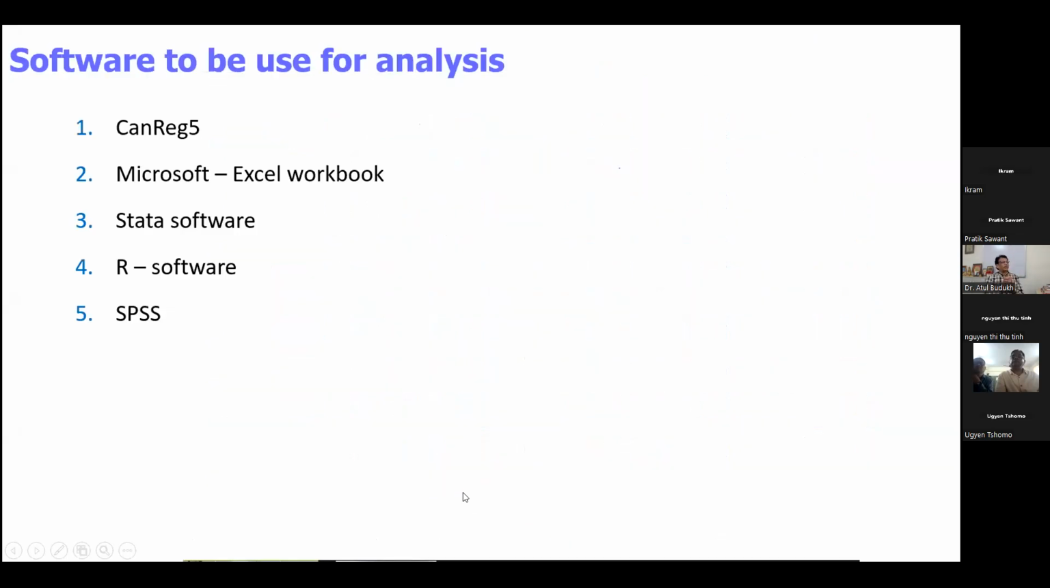So what software will you use to calculate all your data? You can use CanReg5, you can use Excel, Stata, R software, or SPSS. But your concept should be clear: which is the numerator, which is the denominator, why you want to apply the world standard population, how you should apply it for 35 to 64, and how you should apply it for 0 to 85. The concept should be clear.